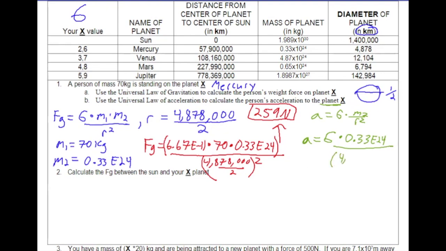And that's 4,878,000 divided by 2 squared. Again, make sure you put the top in parentheses, divide it by the bottom, and you should end up with an acceleration somewhere around 3.7 meters per second squared.